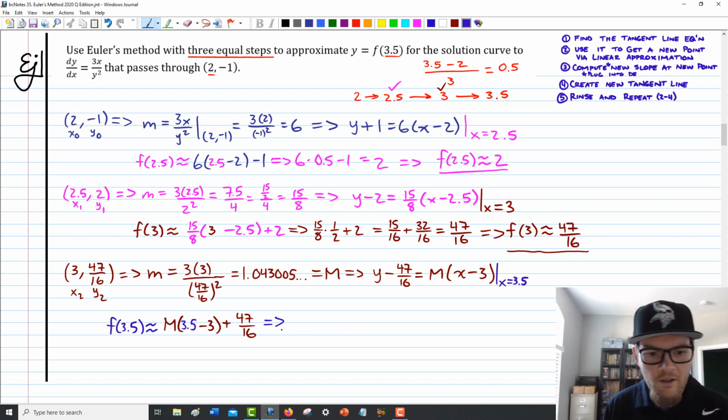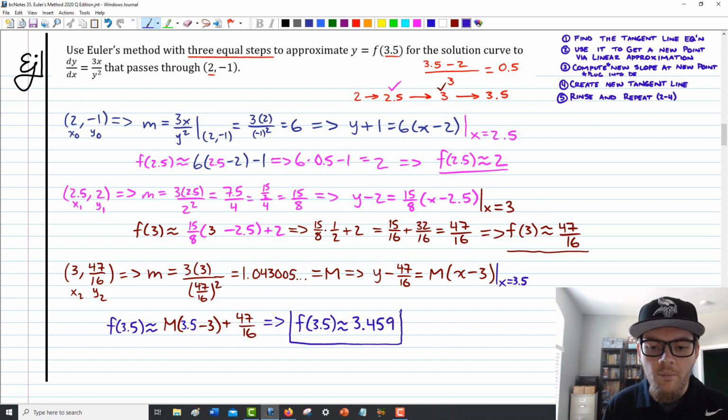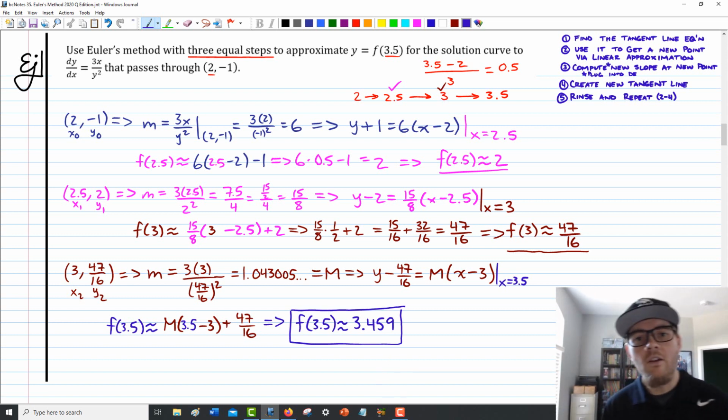This gives us our value. I mean, you can see what the number is. We just put it in the calculator, and it tells us that f of 3.5 is going to be approximately equal to 3.459. And since we were looking for an approximation of f of 3.5, we have it. That value is about 3.459.